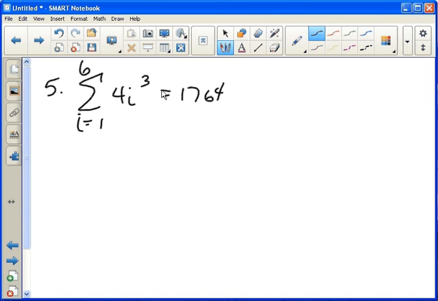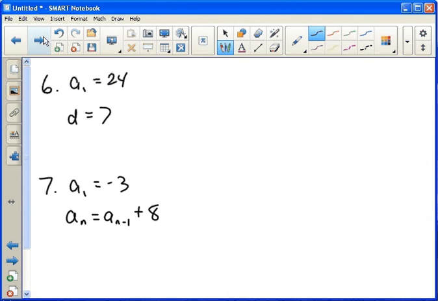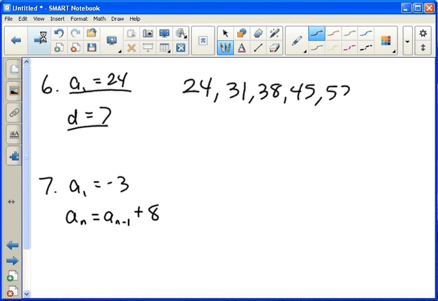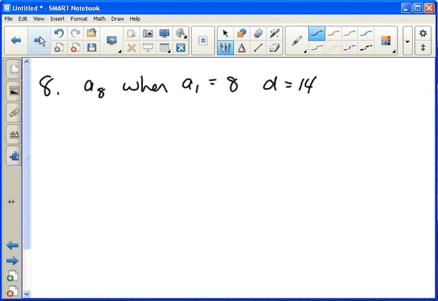Okay, for number 6, it says write the first 5 terms. This is an arithmetic sequence. Arithmetic means you add the same thing over and over. So it's telling you, you start with 24, then you add 7 over and over. So add 7, add 7, add 7, add 7. And number 7 is doing the same thing. It tells you, you start with negative 3, and then what you should do next is add 8. So add 8, add 8, add 8, add 8.